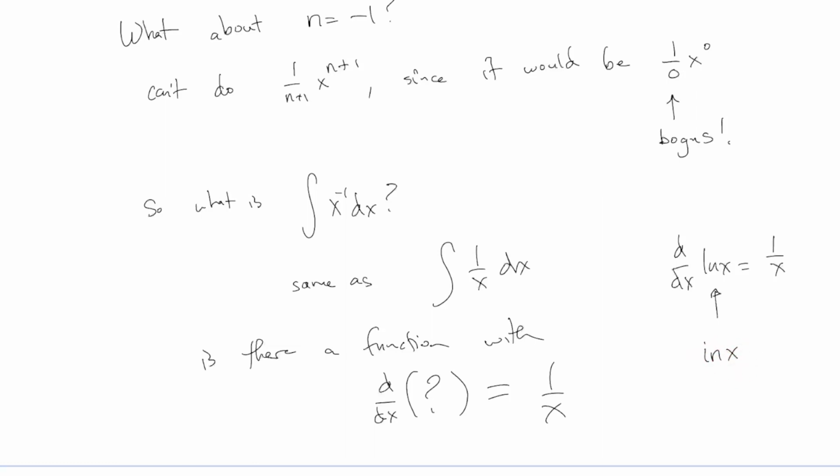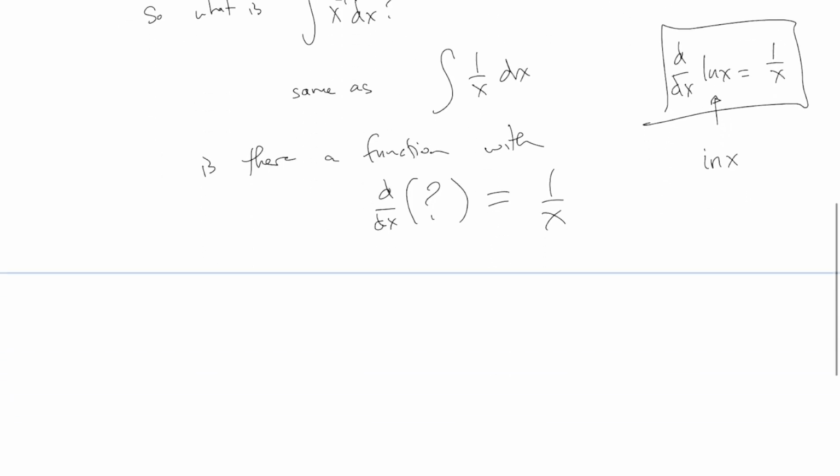If you say "in of x," I don't mean to get really down on you, but don't say "in of x." Come on now. That is not a thing. Anyway, it's this, right? Because the derivative of ln of x equals 1 over x, it means the antiderivative of 1 over x is ln of x.